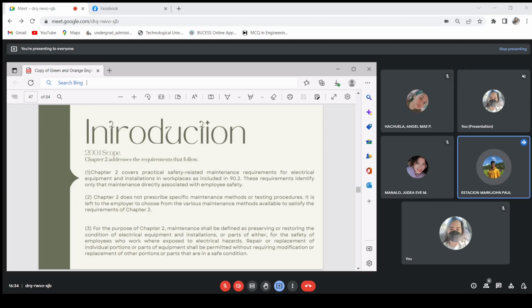So dito po is practical yung mga kinakailangan sa pagpapanatili ng kaligtasan para sa mga gamit na de-kuryente at para sa seguridad ng workplace. Sa Chapter 2 is hindi lang sa mga particular na pamamaraan or pagpapanatili ng safety, is para sa mga employee, kailangan din yung pag-iingat ng mga bagay na may kuryente. Next slide.